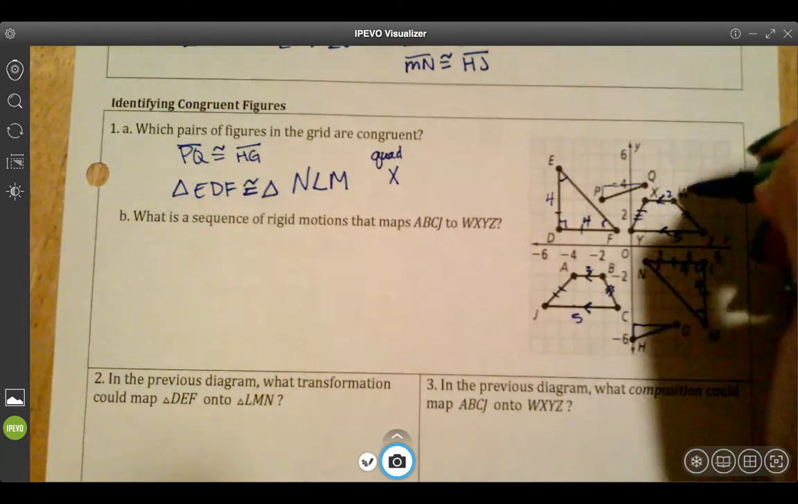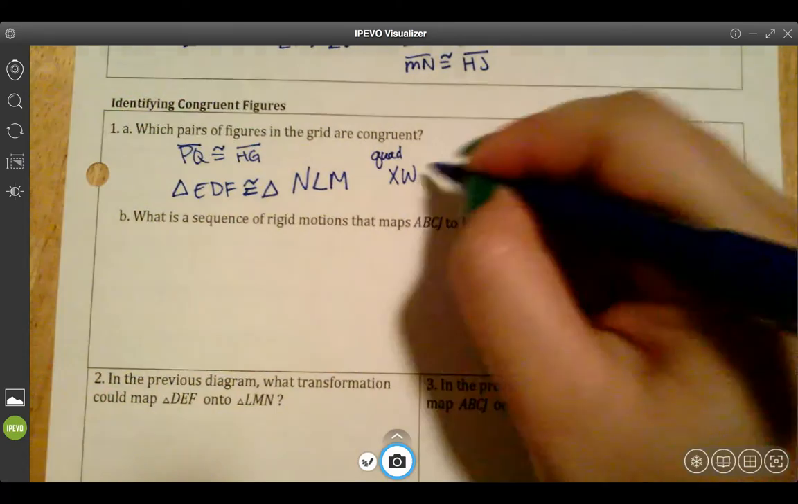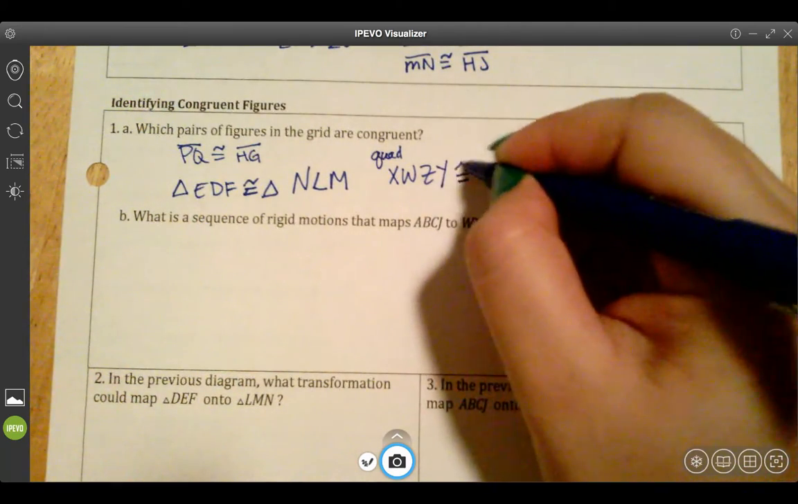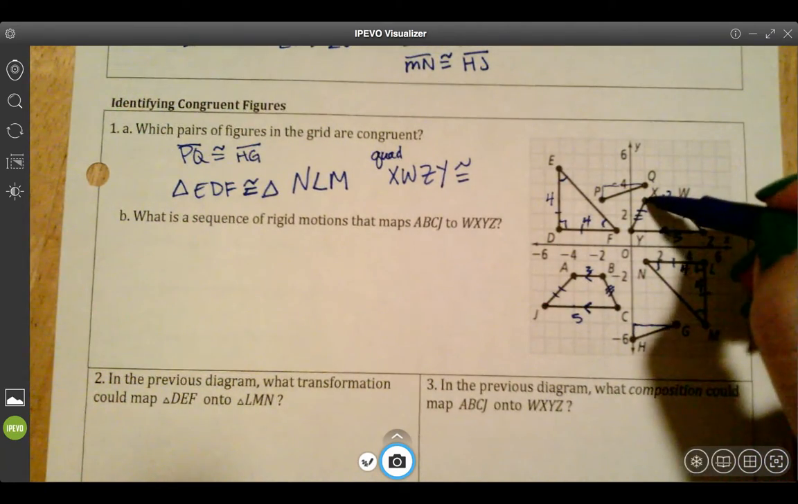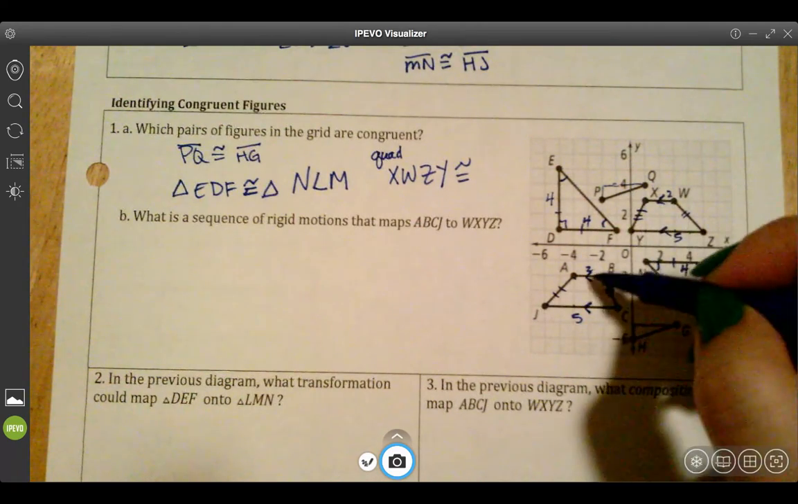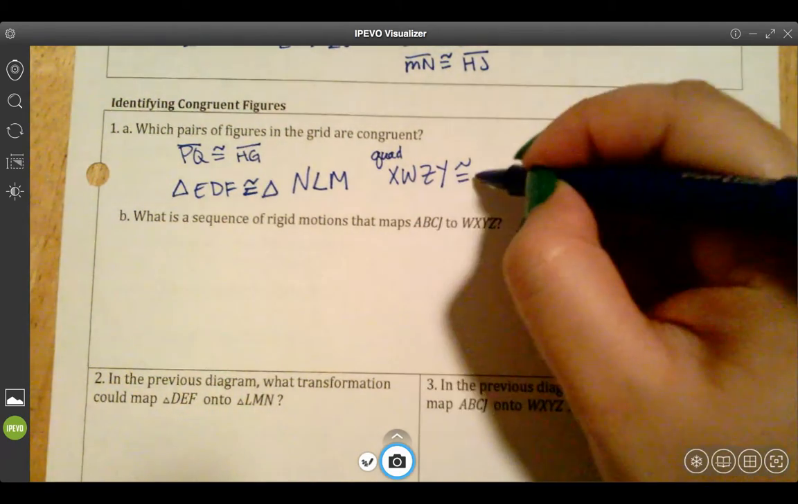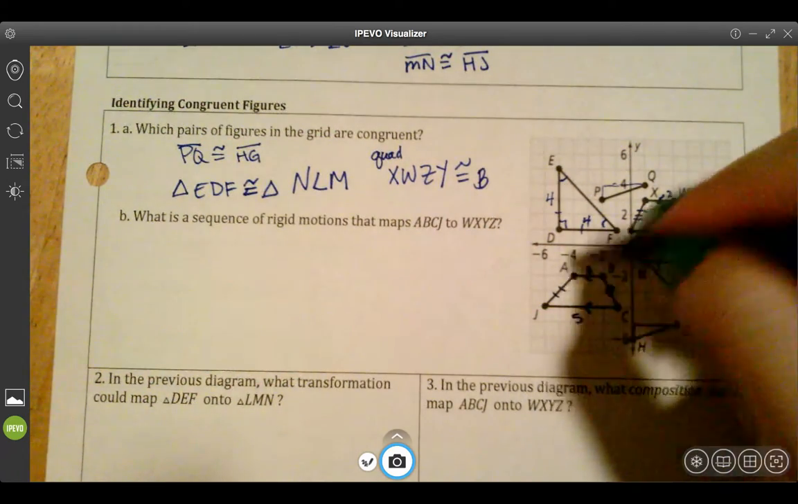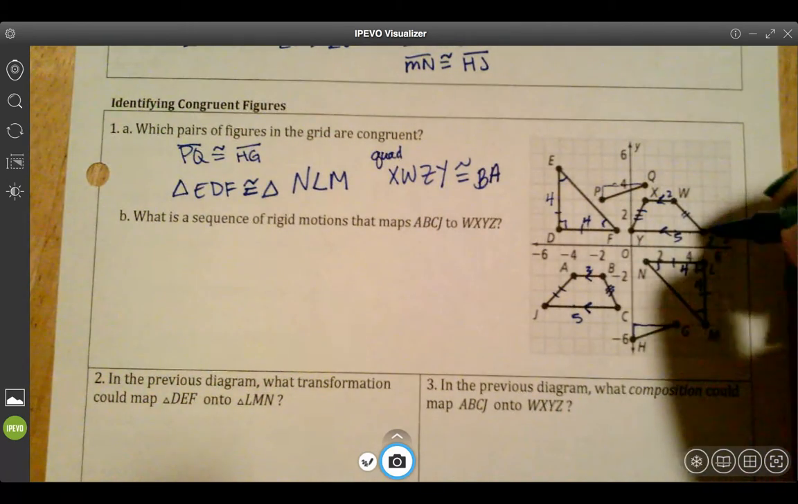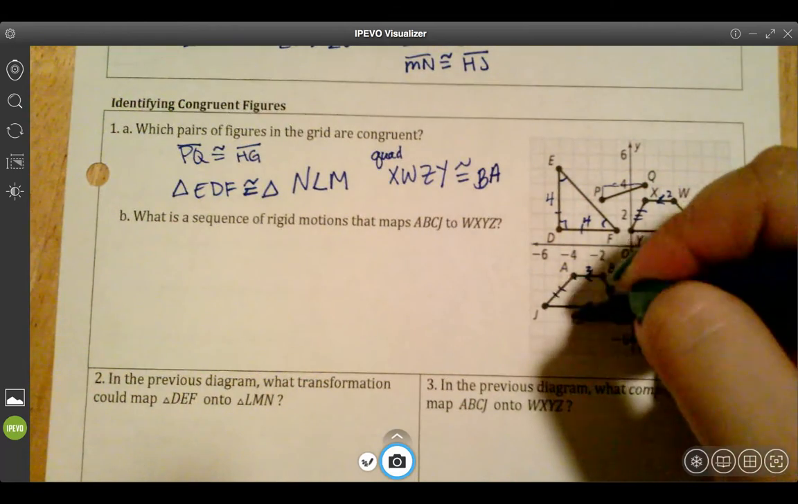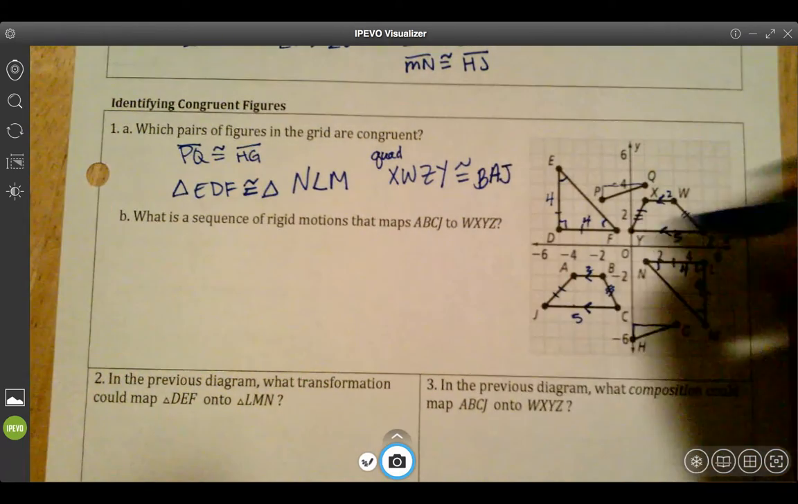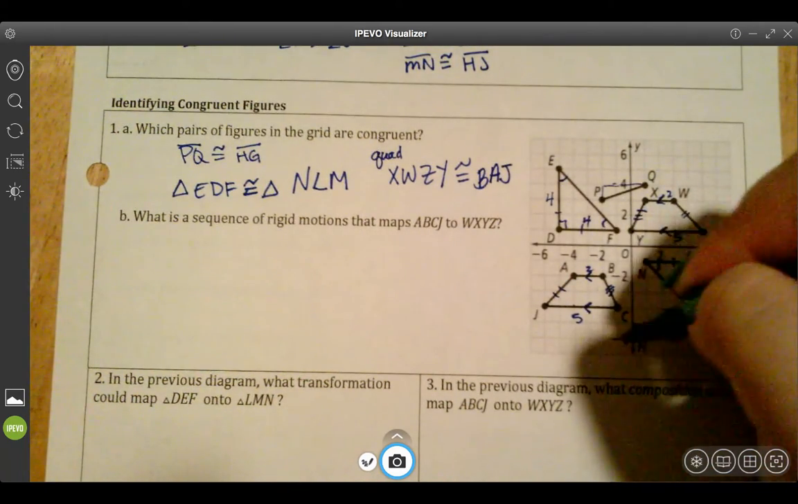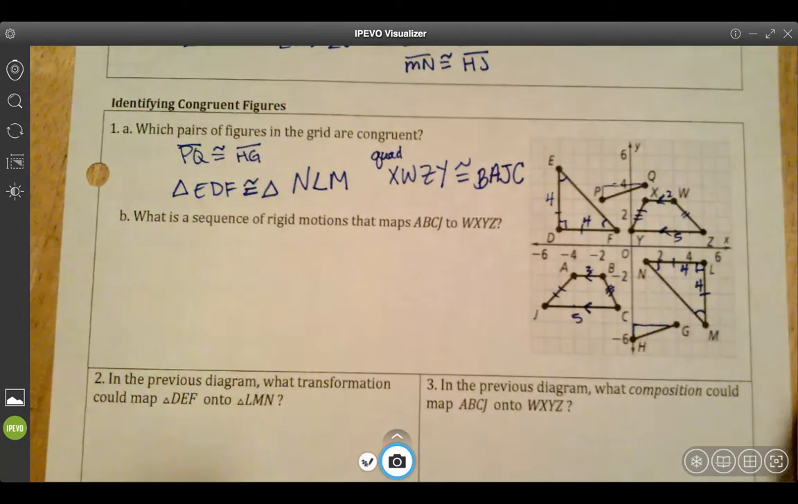So then we can say quadrilateral XWZY is congruent to. Now we've got to make sure. X is 2 with 3 marks. 2 with 3 marks is B. W, 2 with 2 marks. 2 with 2 marks is A. Z, 2, 5. 2, 5 is J. And the last one is Y. The last one here is C. Okay, so again, very important to write your congruence statement exactly.